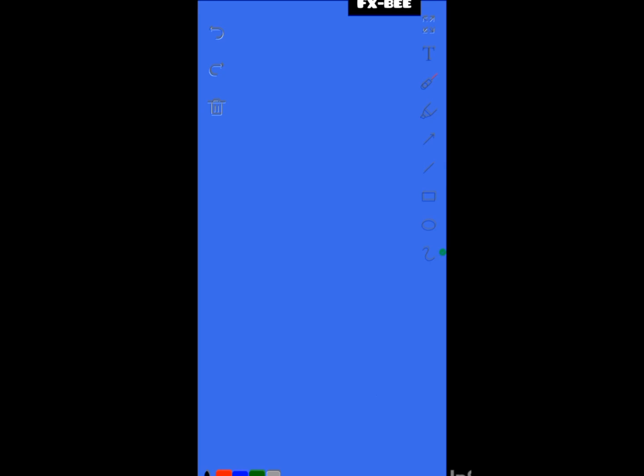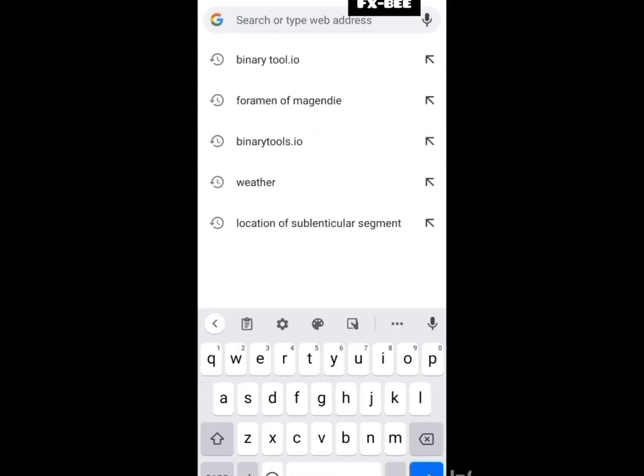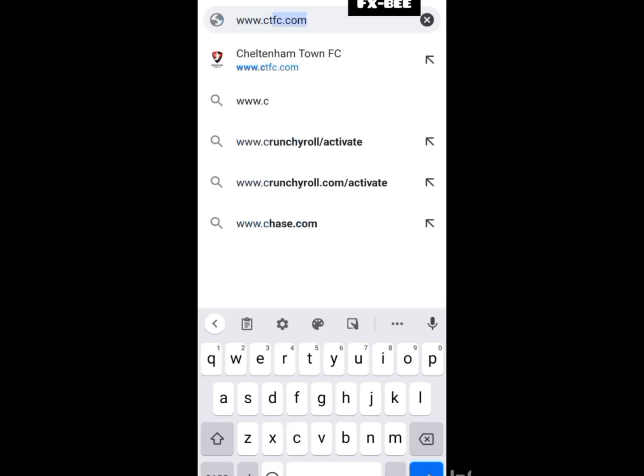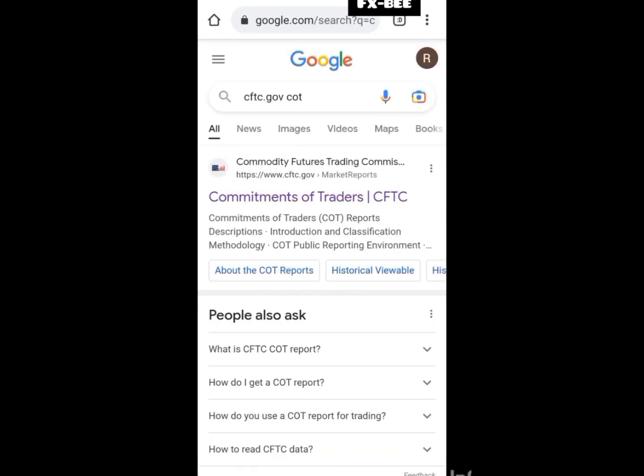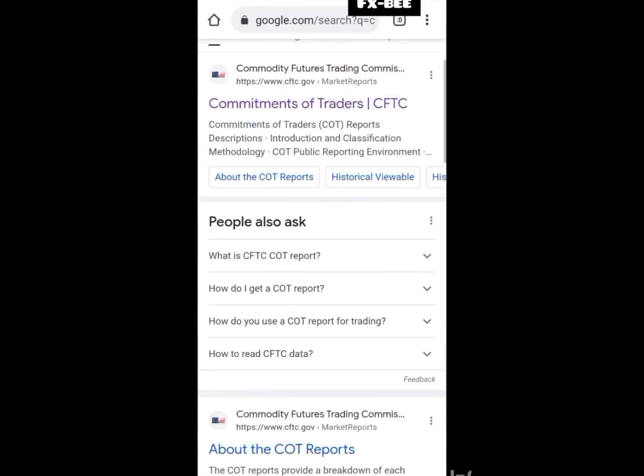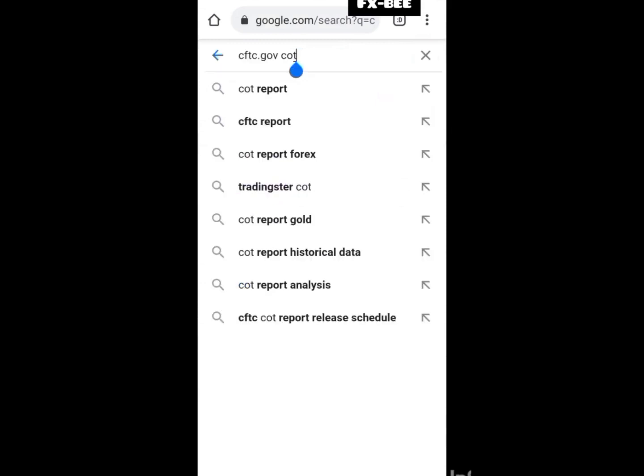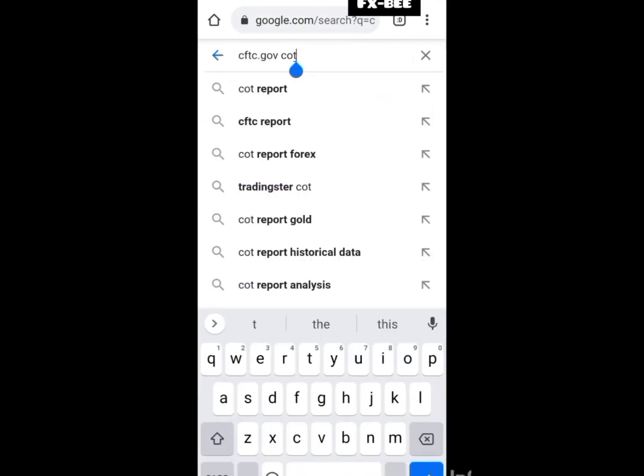So all you have to do is go to your browser and type www.cftc.gov. When you search, this is what you're going to see. Look at what I searched: cftc.gov/cot. This is what you search, and the page will open.